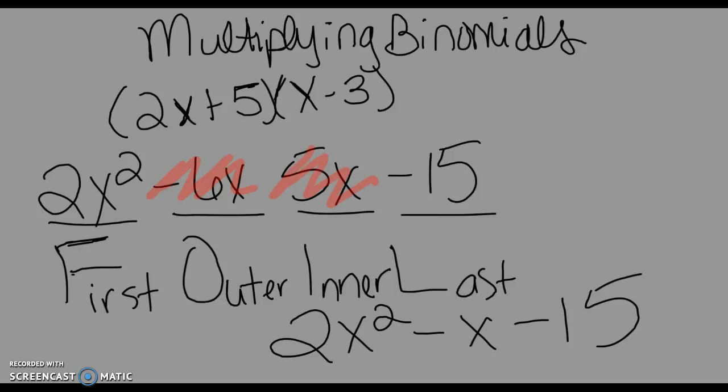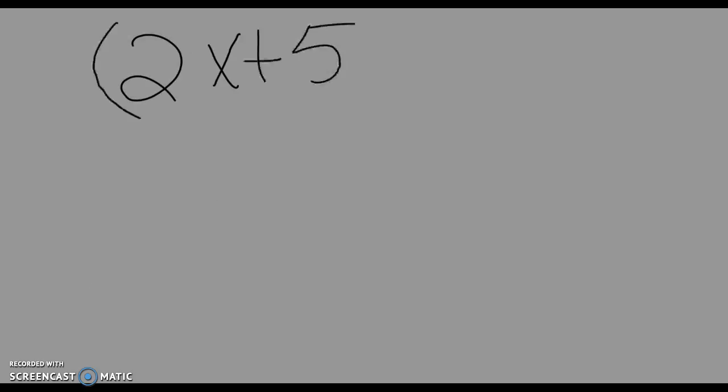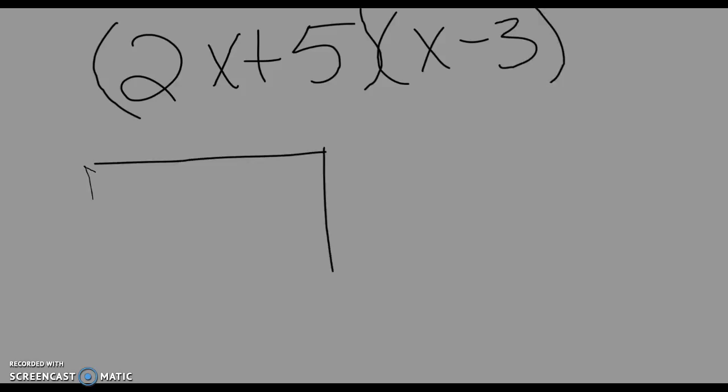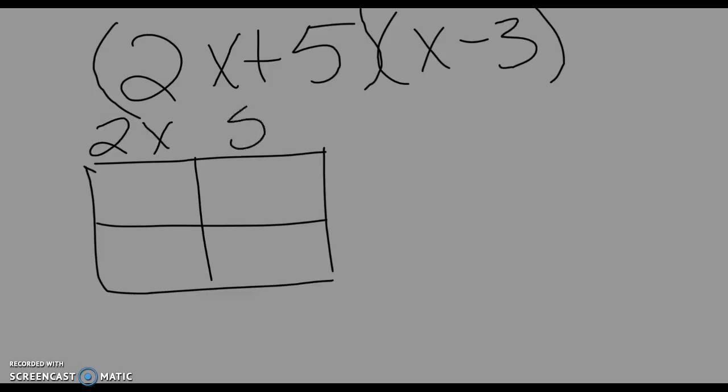I'm going to use the same example and show you a different method. Like I said, it's another way to organize your work. So we're still going to do 2x plus 5 times x minus 3. I'm going to draw a box, and I'm going to take each one of those binomials and distribute it around the table. So the 2x and the positive 5, I'm going to put up there, and the x and the negative 3.